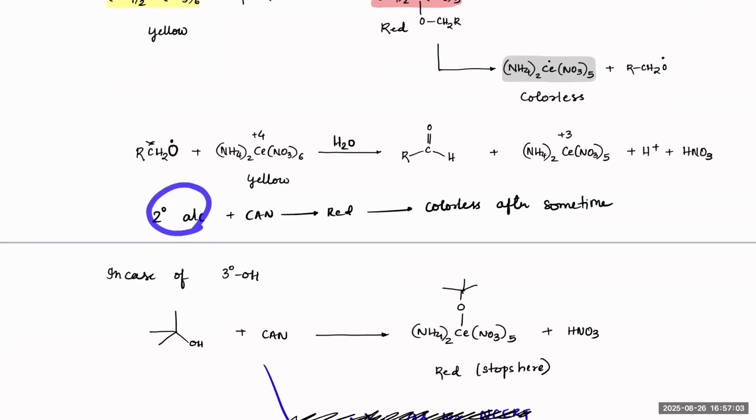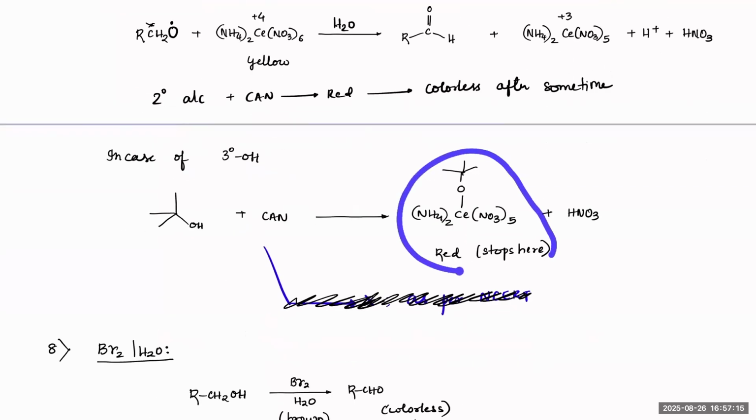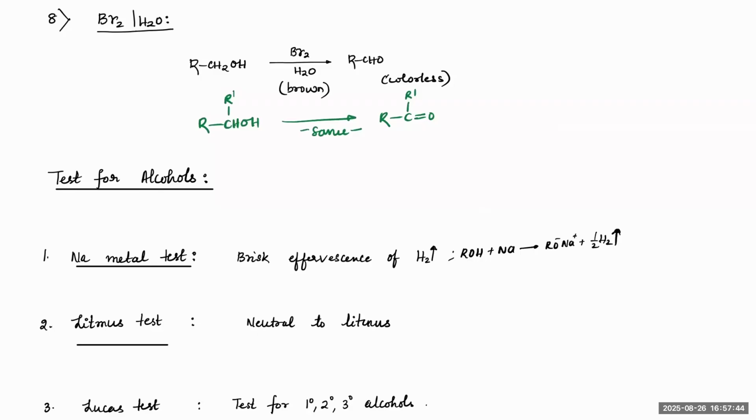When it comes to 2 degree alcohol, again using the ceric ammonium nitrate test, I will get red color and that also becomes colorless, but it takes some time. For 2 degree, it will take some time. In case of 3 degree, once this complex is formed, there is no decolorization. So if decolorization is not happening, that means we say it is a 3 degree alcohol. It is difficult to differentiate 1 and 2 degree because it's just a difference in the time. It's very difficult to assess. But we can definitely say if the color is not going away, which means it is 3 degree alcohol.